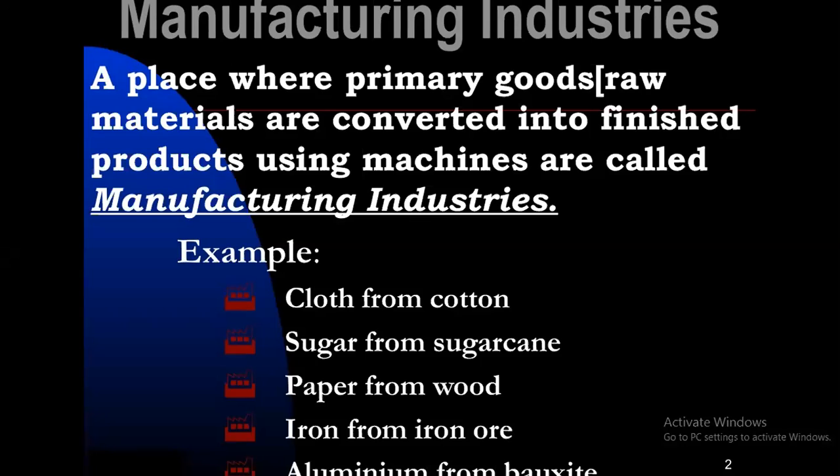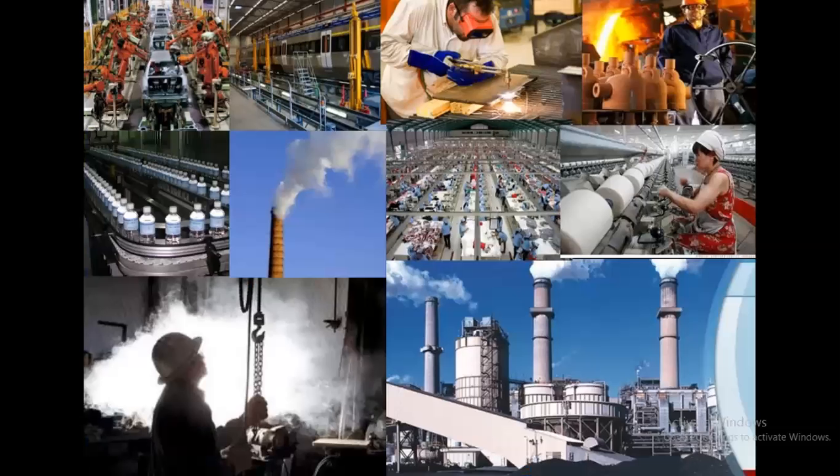Clear? When a primary good or a raw material is converted into finished products using machines, we name those industries as manufacturing industries. That means the secondary sector. As we know, three sectors are there: primary sector, secondary sector, and tertiary sector. So this is the secondary sector, manufacturing industries. Now here some examples are given: clothes from cotton, sugar from sugarcane, paper from wood, iron from iron ore, aluminium from bauxite. So these are some of the examples of manufacturing industries.